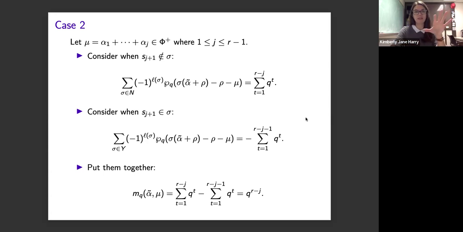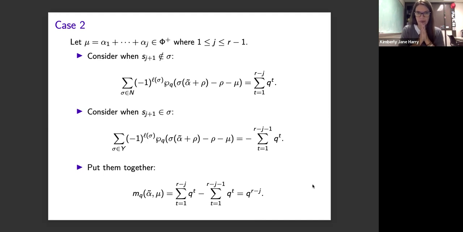Because case 1 and case 2 are disjoint, I can add them together. And when I add them together, notice that my sums reduce down to simply q to the r minus j. And remember, I said I like to think of the minus whatever as the height. Well, how many alphas did we have in my mu? We had j alphas. Or we can think of it as j minus i plus 1. So minus 1 plus 1 gives me 0, so we still satisfy it either way. But anyway, this is my Q analog proof.